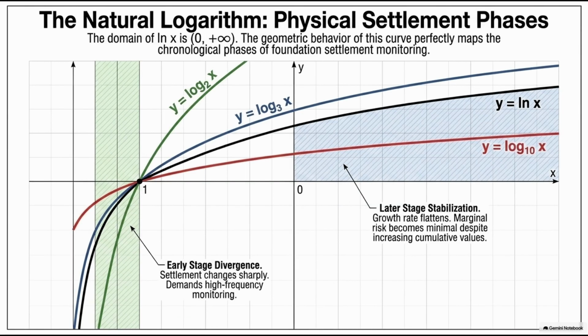Looking at the natural logarithmic curve, its domain requires strictly positive values. Near 0, the curve drops steeply along a vertical asymptote. As the variable grows, the rate of increase flattens continuously. Physically, this corresponds to foundation settlement, where settlement occurs rapidly in the early stages and then slows significantly over time, making long-term incremental changes harder to measure.